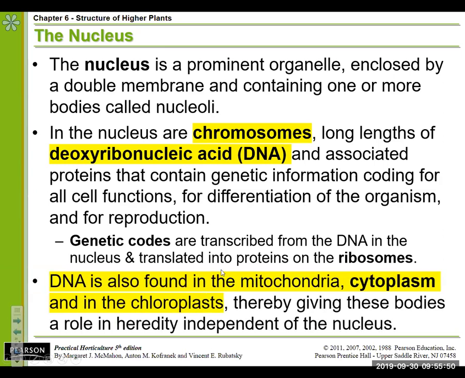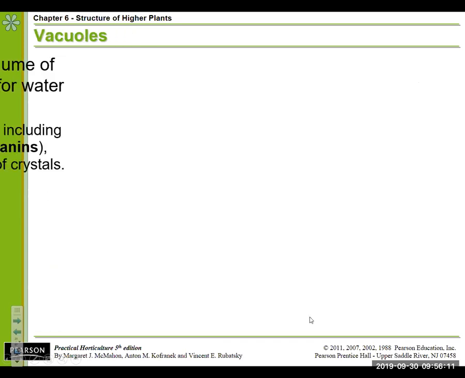And as I mentioned, we also have some DNA in the mitochondria, the cytoplasm, and the chloroplasts. These also have some role in the heredity process of moving DNA, but not nearly as much as the chromosomes in the nucleus.